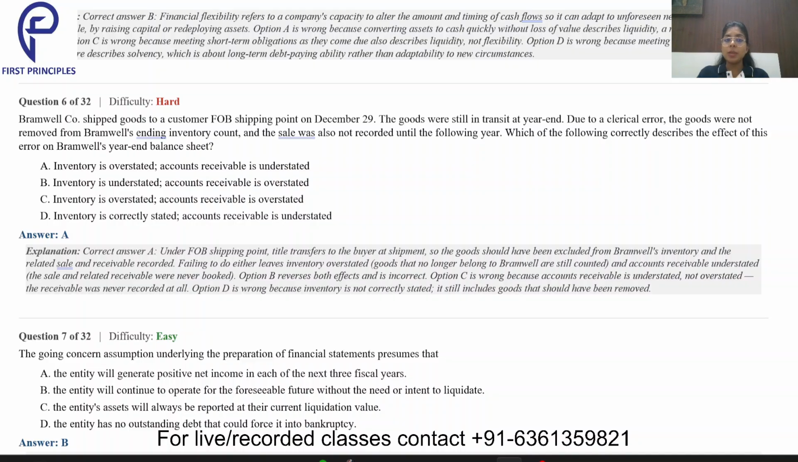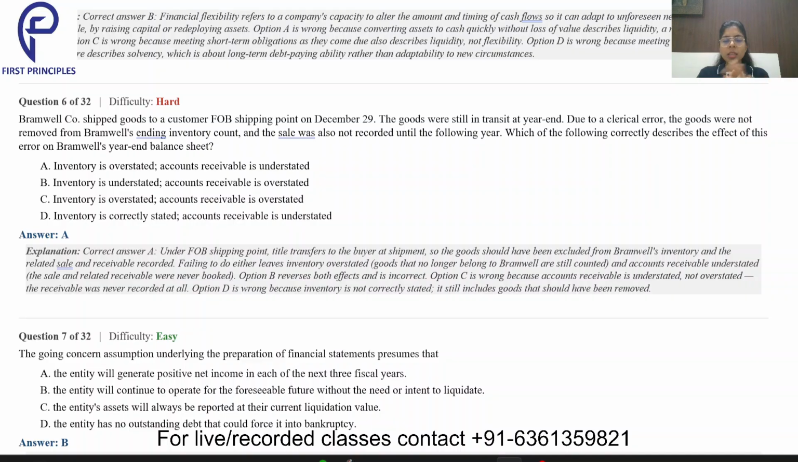If it is FOB destination, the goods will be recorded in my books, in the seller's books, until and unless the goods are delivered at the destination. The customer takes possession of the goods. We hand over the goods to the customer.